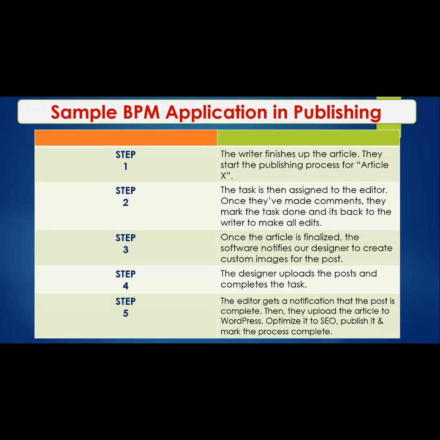After that, that's going to be step number three. Once the article is finalized, the software notifies our designer to create custom images for the post. Okay? And moving on to step number four, the designer uploads the post and completes the task. And finally, step number five, the editor gets a notification that the post is complete. Then they upload the article to WordPress, optimize it using SEO, publish it, and then mark the process complete.